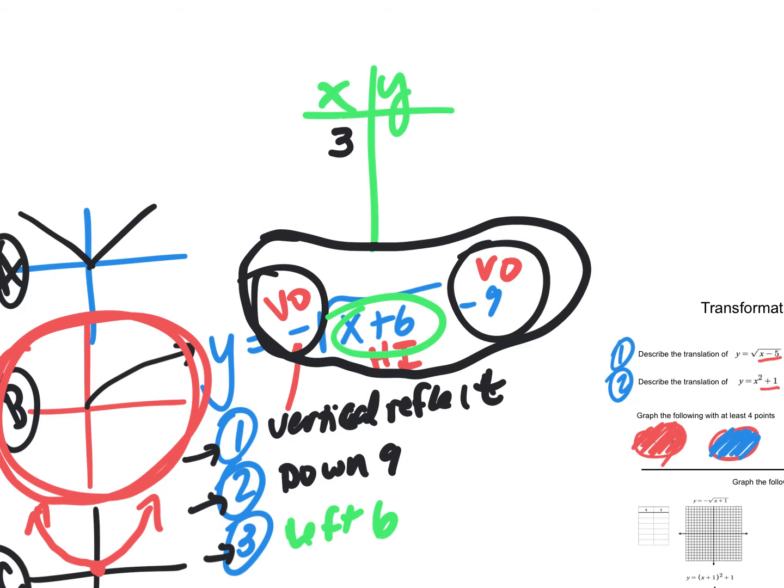Okay, hopefully you were thinking 3 goes here, and then I got 6 plus 3 is 9. Square root of 9 is 3. And then this makes it negative 3. Goes with the negative 9 here. Negative 3 and negative 9 makes negative 12. So 3 comma negative 12 is our point.